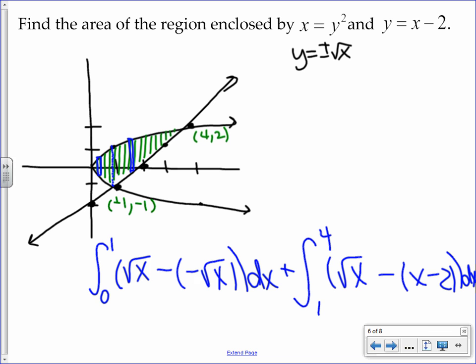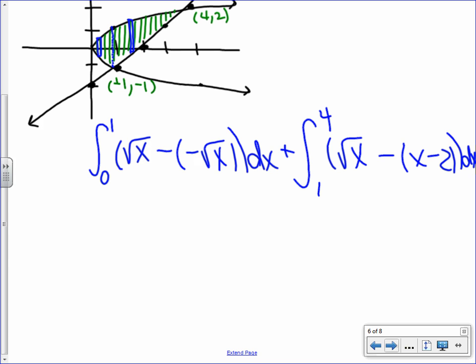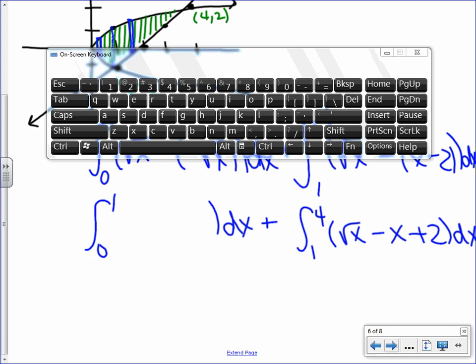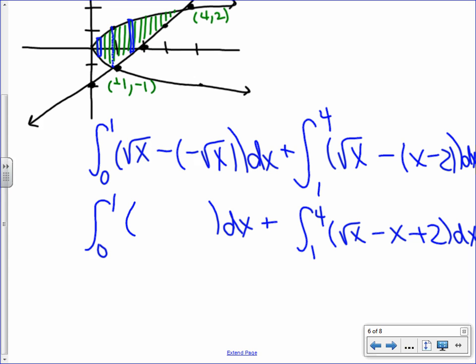Now, here's where some people get into some problems. We're subtracting the function x minus 2. So when you go to actually do this integration, you have square root of x minus x plus 2. Well, I guess we can just change this to 2 radical x.